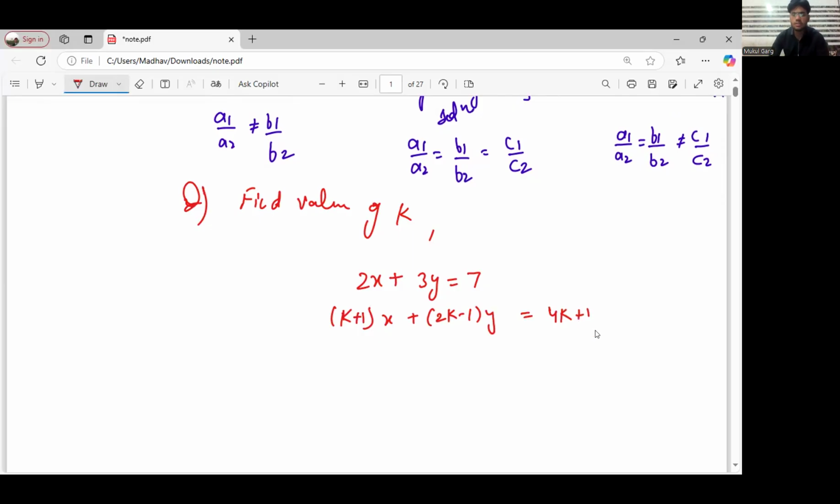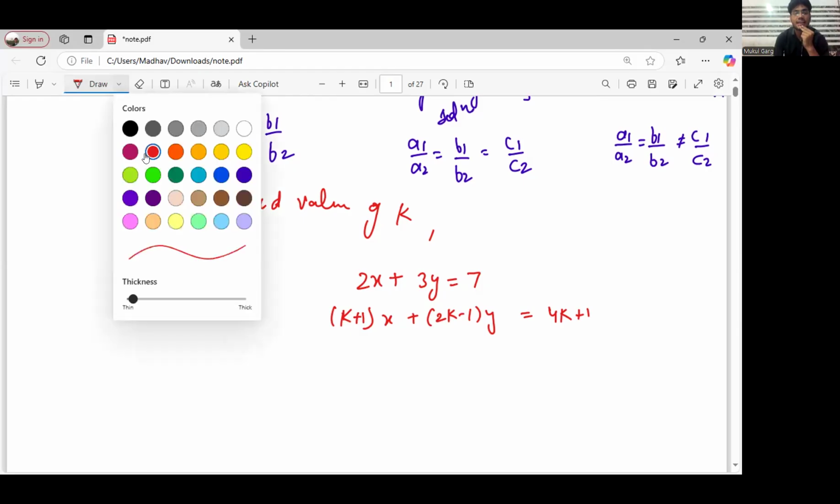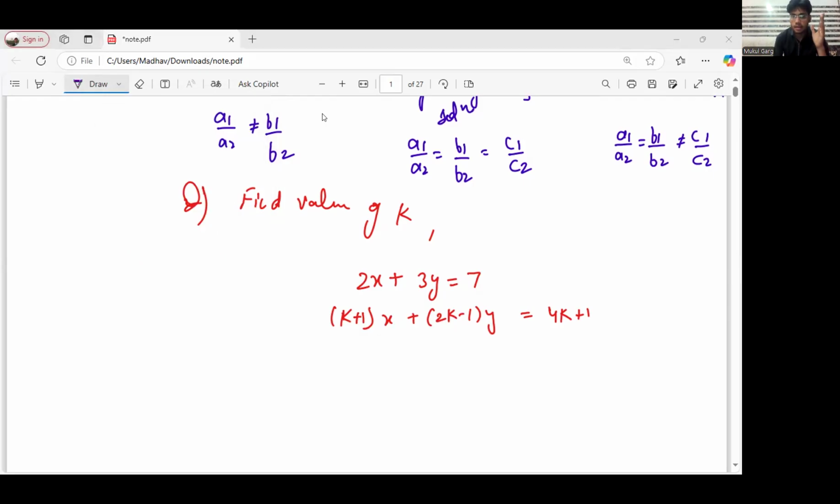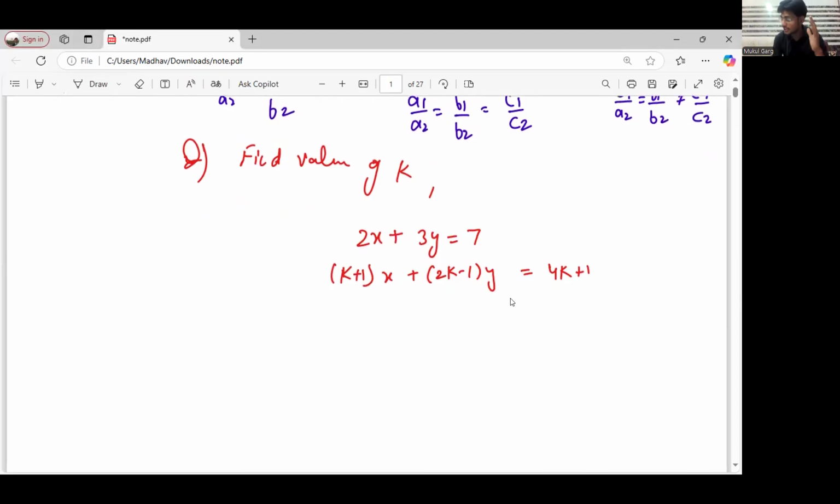Now, students, we need to solve this question. We need to solve for the value of k. So let's get started with how we can solve it. What I was saying is, they have infinitely many solutions. It is given that the pair of linear equations in two variables has infinitely many solutions.